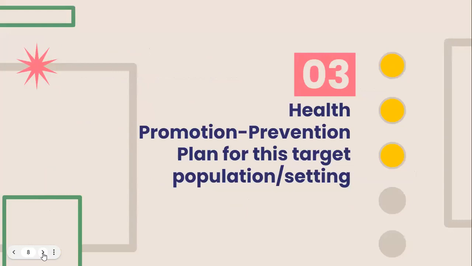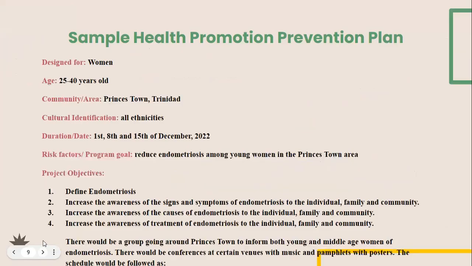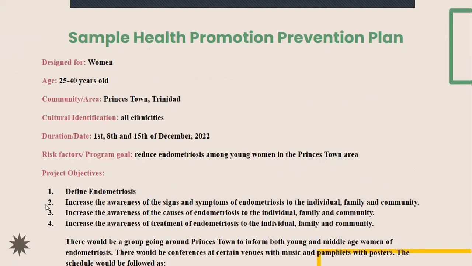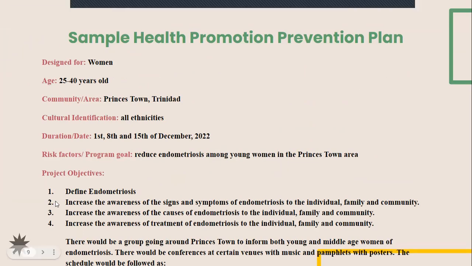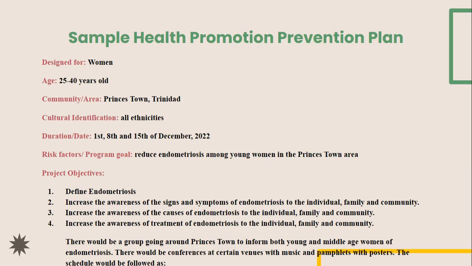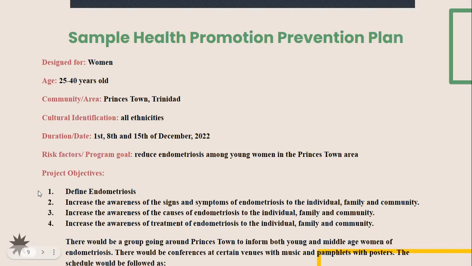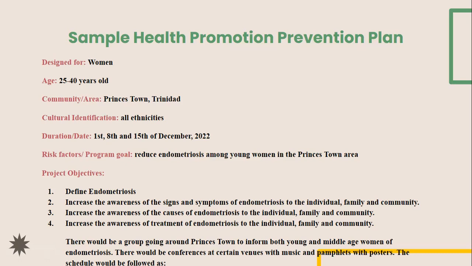For our health promotion prevention plan for this target population and settings, the sample health promotion prevention plan we designed was for women ages 25 to 40 in a community or area Princeton. The cultural identification, all ethnicities. The duration dates would be the 1st, 8th, and 15th of December. The risk factors or program goal would be to reduce the endometriosis among young women in Princeton. As you can see, we have 4 project objectives, which is 1, define endometriosis to increase the awareness of the signs and symptoms, 2, to increase the awareness of the causes, and 4, to increase the awareness of the treatments.